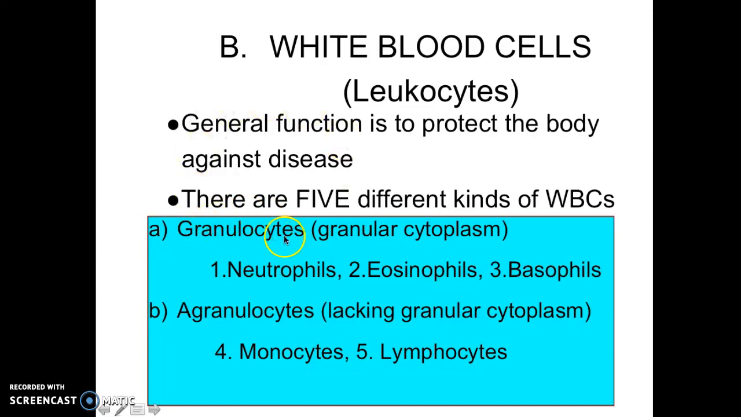When you're looking at the cell, in the cytoplasm around the nucleus, you're going to see all these little spots. Those are the granules. Agranulocytes means you're not going to see any of those spots in the cytoplasm, and that A means lacking of. Granulocytes, you have 3: neutrophil, eosinophil, basophil. Agranulocytes, you only have 2: monocytes and lymphocytes. For each of these, you need to know what the shape of the nuclei is, which I'll go over, and its main function.